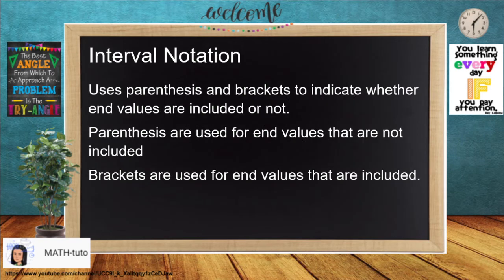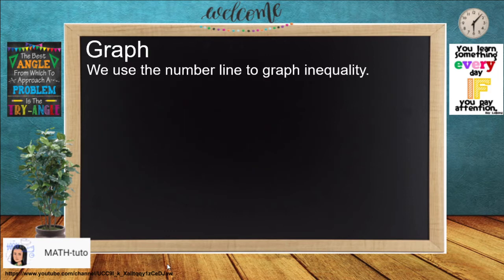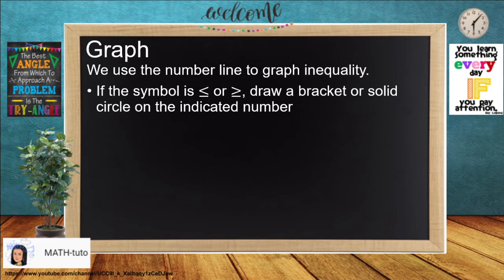So, doon naman tayo sa last na part. How do we graph? In graphing inequality, we use number line. Inequality in one variable. Dahil one variable lang naman tayo, then we will just use the number line. If the symbol is greater than or equal to, or less than or equal to, draw a bracket or a solid circle on the indicated number.